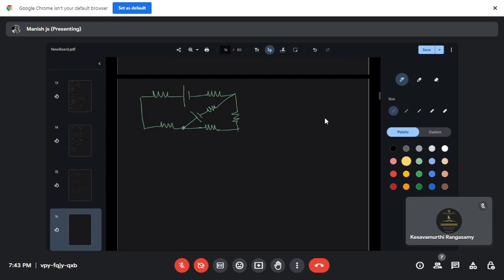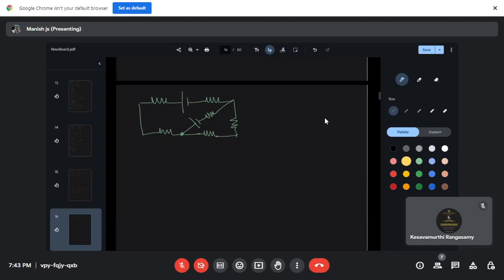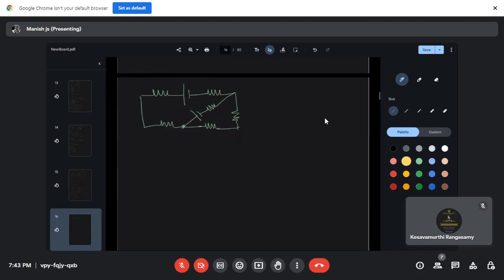Okay, so we have a circuit like this. Let me call this V1. Let me call this second cell V2, the potential, and I'll give you the resistors also. Say this is R1, say this is R2, this is R3, R4, R5, and R6. So these are all the resistors.